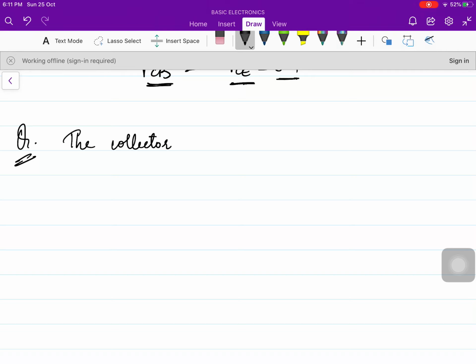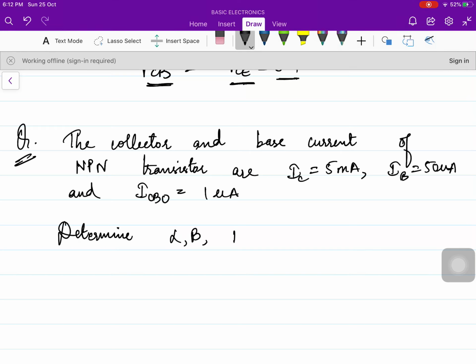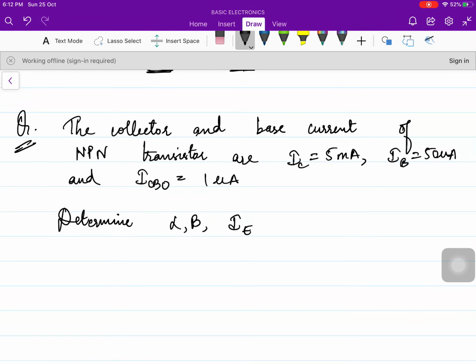So let's give a numerical. The collector and base currents of an NPN transistor are IC equals 5 milliampere, IB equals 50 microampere, and ICBO equals 1 microampere. Now you have to determine alpha, beta and IE. You have to determine these three parameters. So how will you determine them?